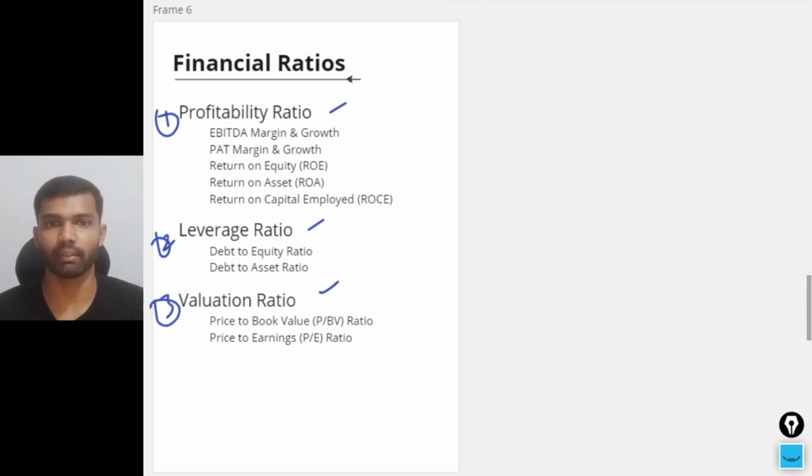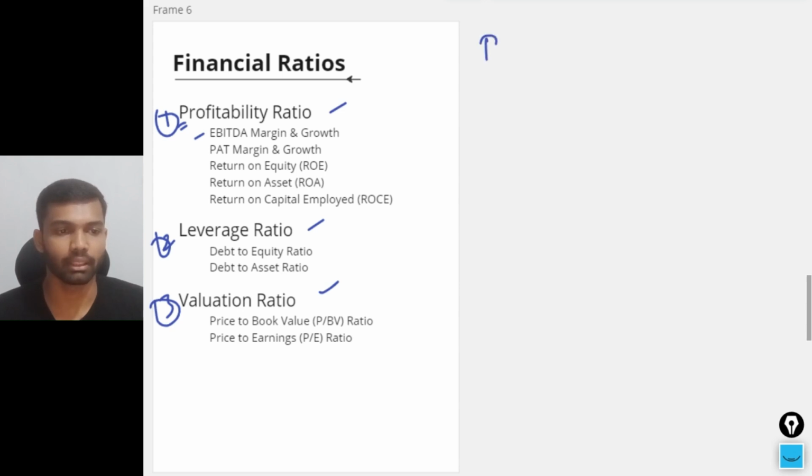We should always calculate the profitability of a company, because only if the company makes a profit can it expand its business or give dividends to its shareholders. So profitability is a very important thing in a company while we are going to invest. And in the profitability ratios, we are going to see what is EBITDA, that is earnings before interest, tax, depreciation, and amortization.